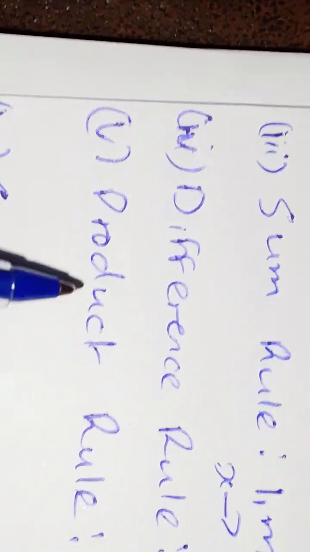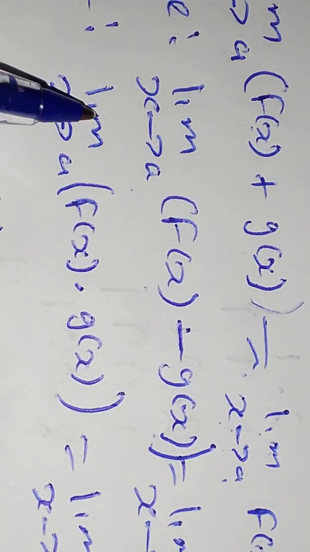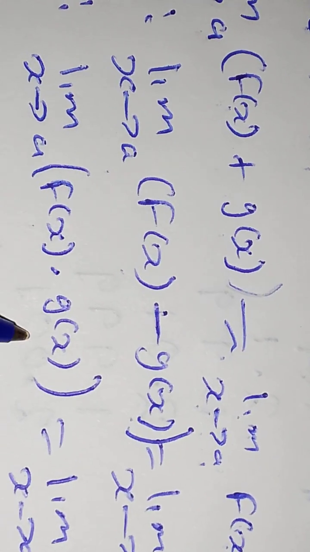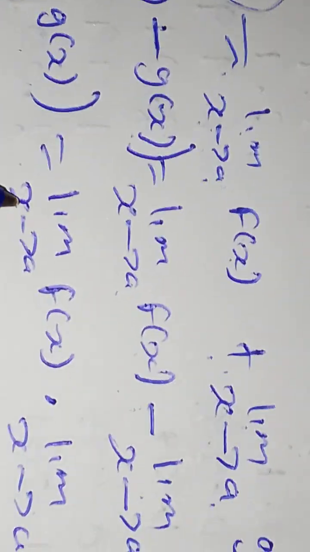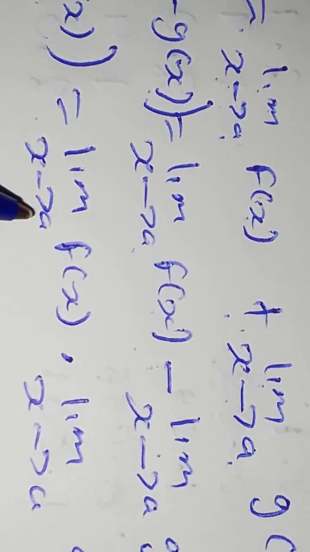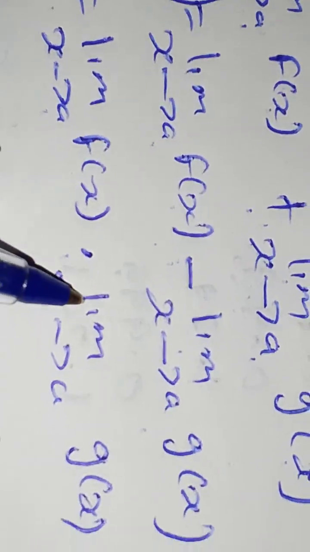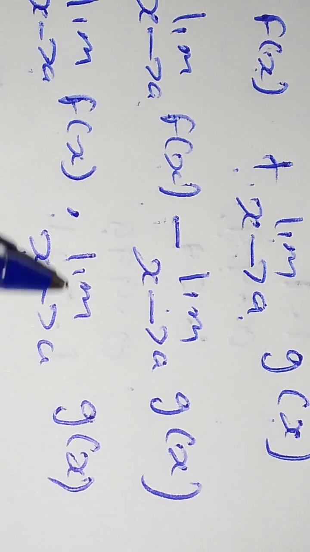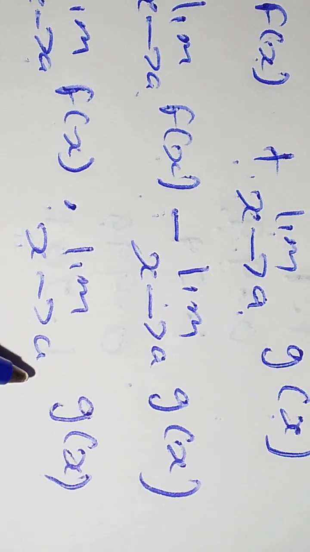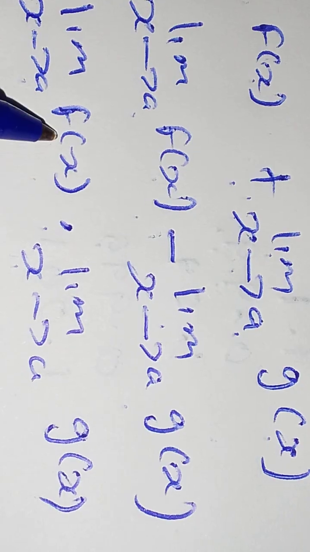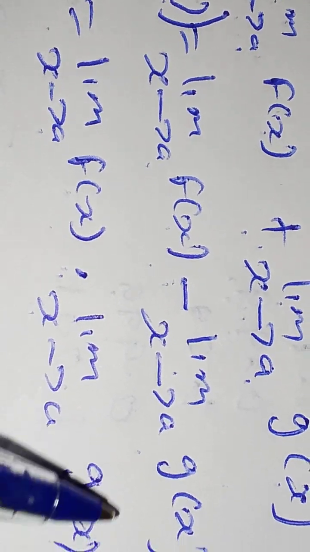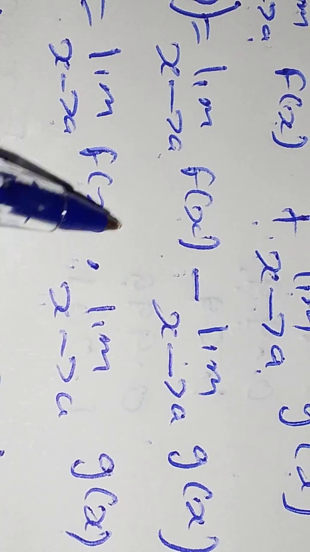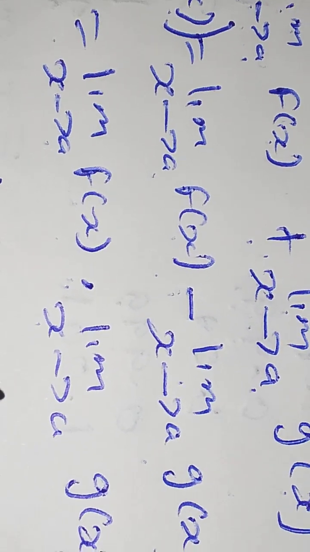Then let's go to the fifth rule. The fifth rule is the product rule. So let's look at the product rule. The limit of f of x multiplied by g of x as x approaches a is the same as the limit of f of x as x approaches a multiplied by the limit of g of x as x approaches a. So for this one, you have to find first the limit of f of x, then multiply with the limit of g of x. You don't go there. First, you have to find them separately, then multiply them.